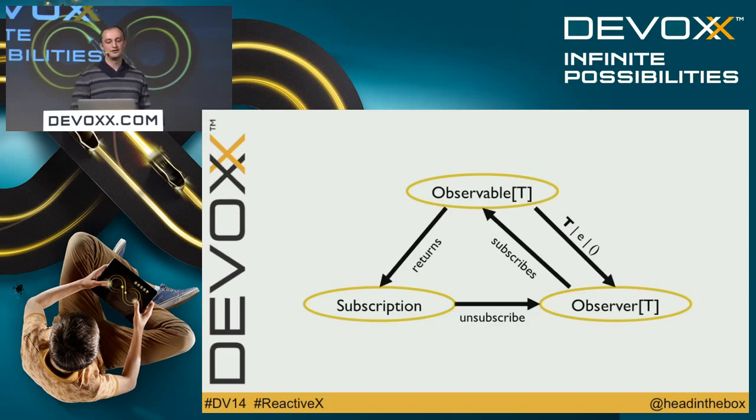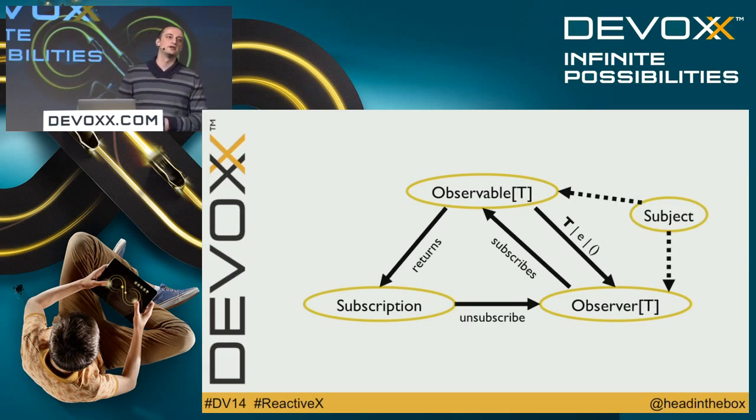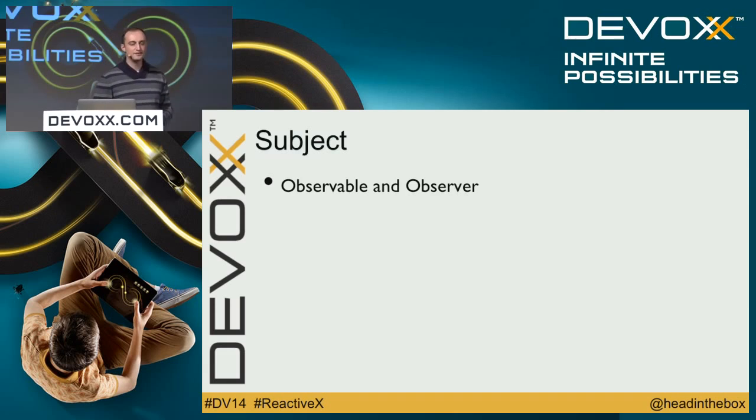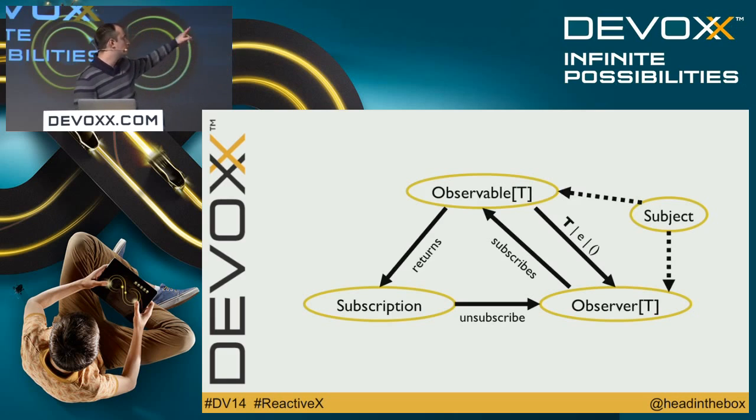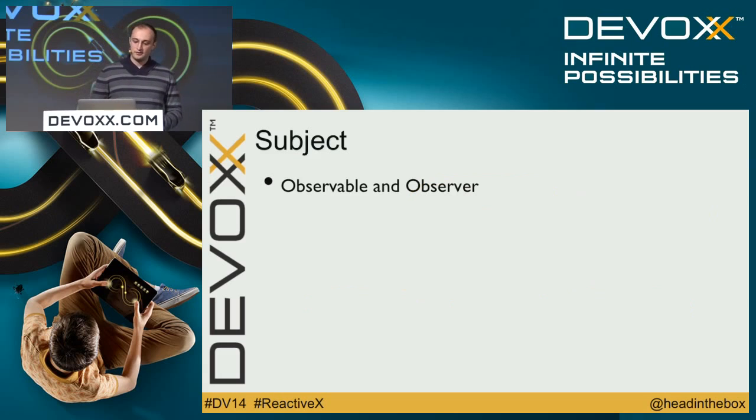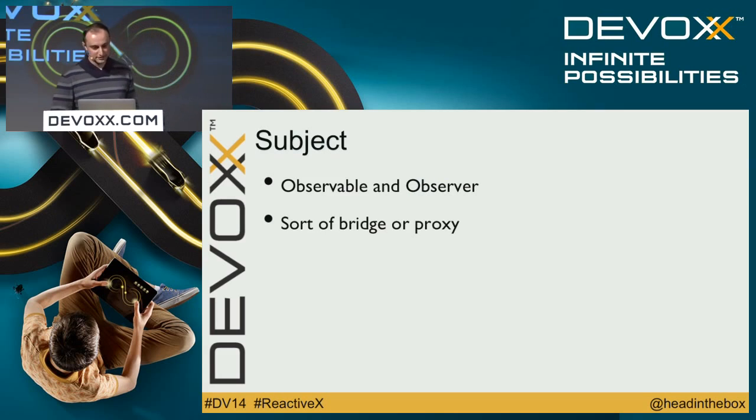So back to the small visualization we had of Rx, and time to add the next concept, and that is a subject. So, like I said, a subject is something that is an observable and also an observer. So, if we look at this, it can basically do both the actions on the arrows. It can subscribe to other observables, and it can also emit items of its own to its subscribers. So, yes, it's an observable and an observer.